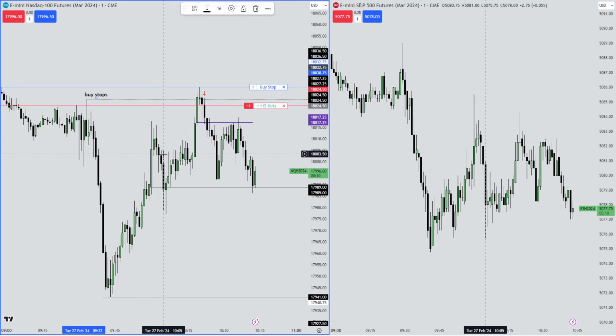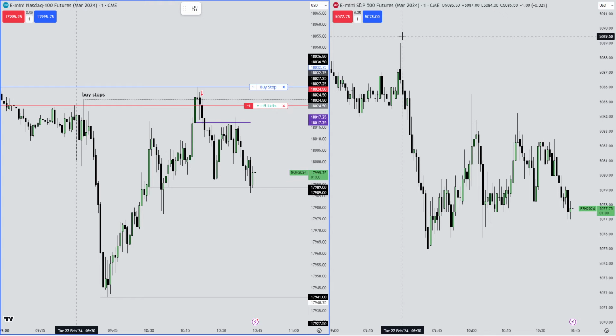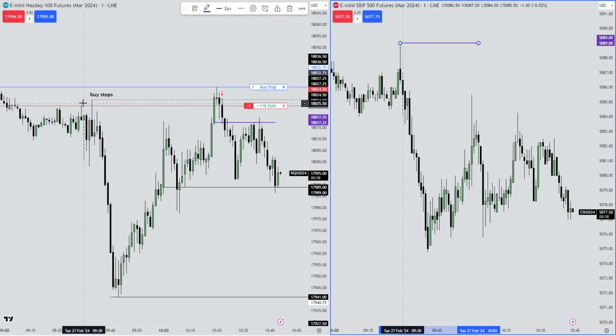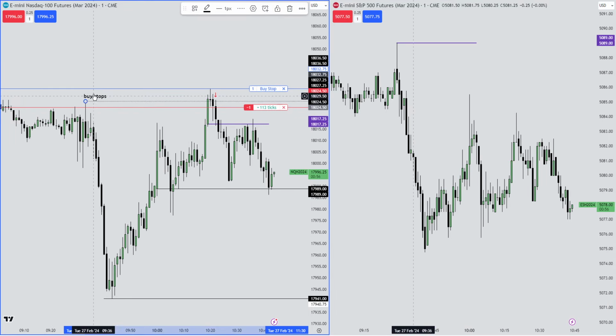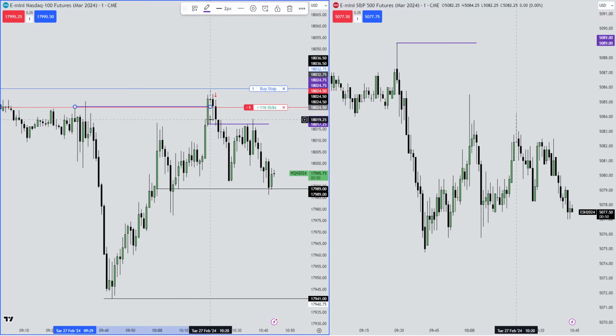Well, I like to use SMT as a confirmation of whether price is topped or not. So it's only important to use this once you already have a draw on liquidity. But pay attention to this swing high on ES over here, okay? And then this swing high over here on NQ. So I'm going to mark out the same exact high at the same exact time. So we have 929 and then we have 929.